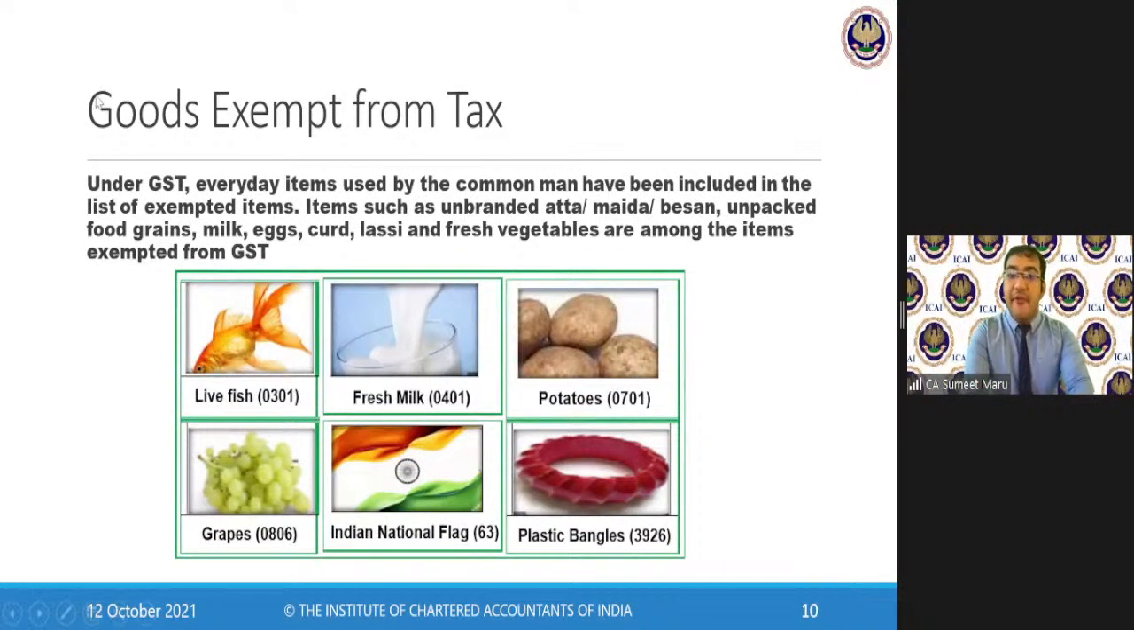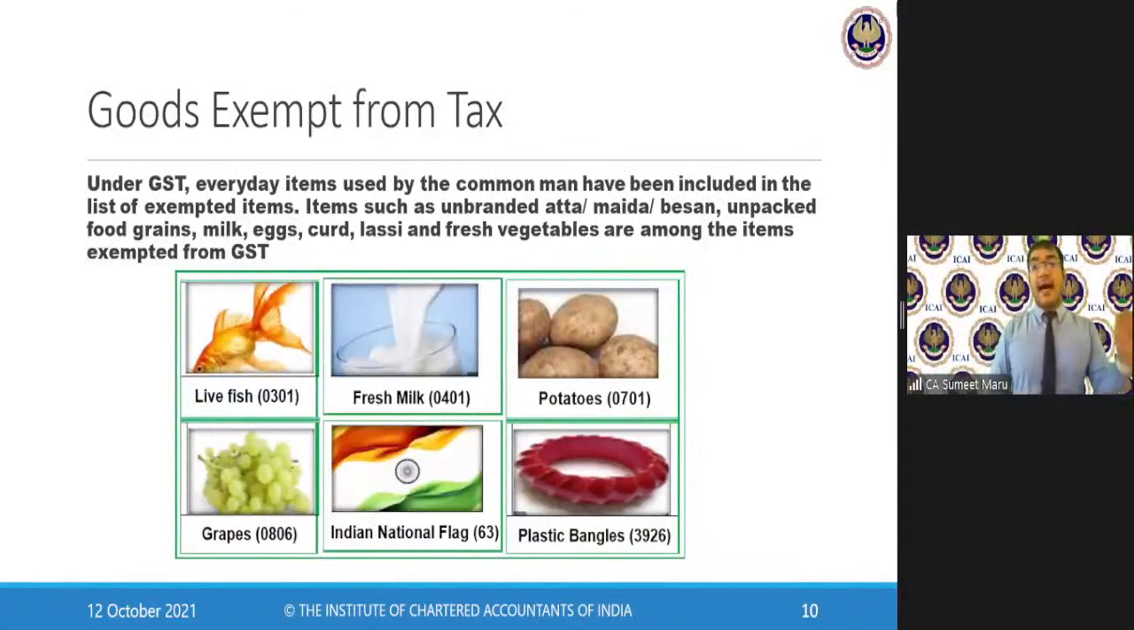Under GST, everyday items used by the common man have been included in the list of exempt items. Now here GST has been drafted amazingly. They have given an exemption on certain types of goods which are used in everyday normal life. So whatever a normal person uses in his daily life is exempted. But yes, the government has specifically provided which goods these are.